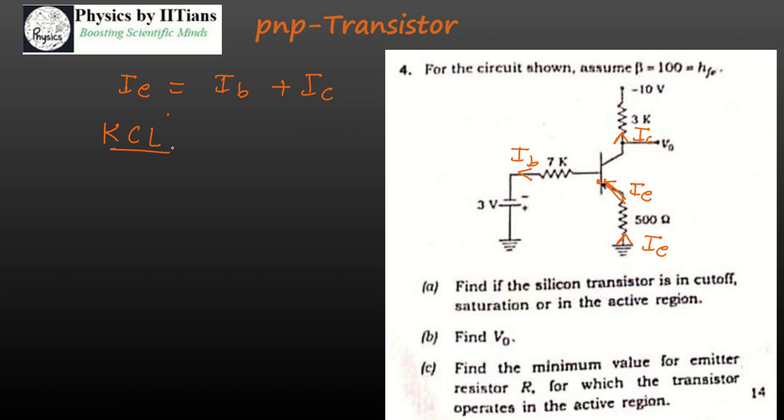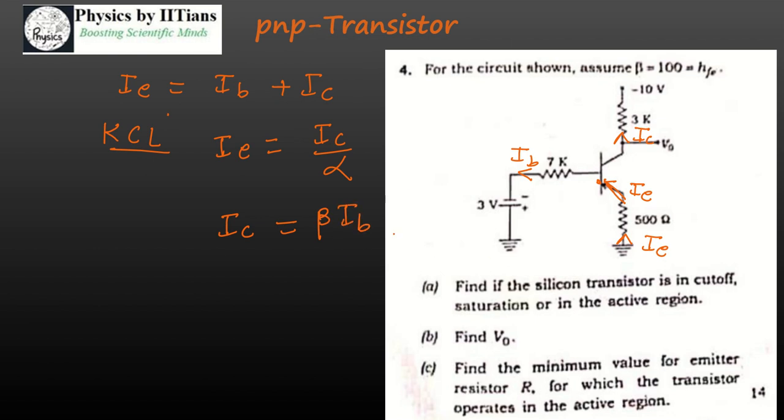Then we have a relation like the current gain for common emitter and common base configuration. So the relation is that the ratio of IC and IE is equal to alpha. That means IE is equal to IC over alpha. Similarly, the collector current and the base current have a relation that IC is equal to beta times IB.